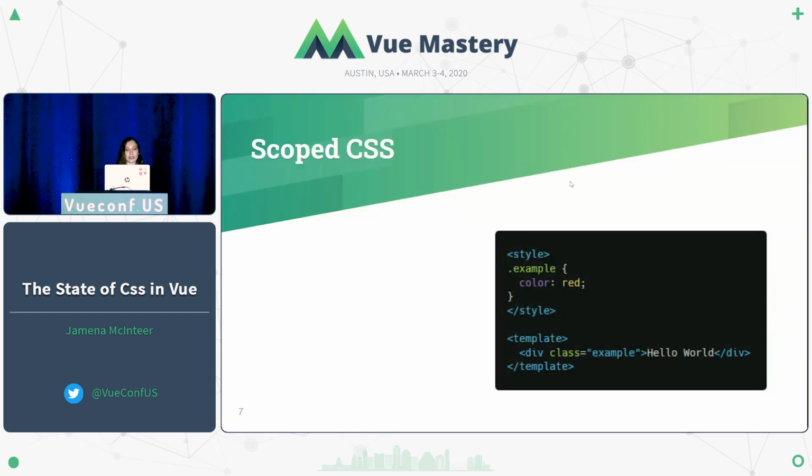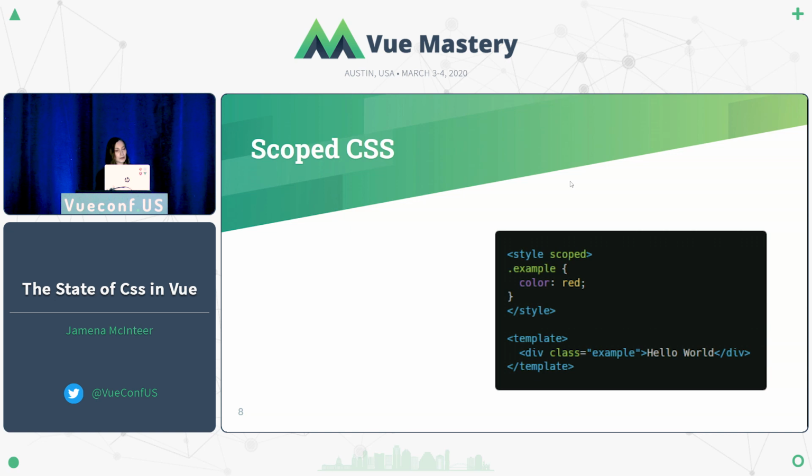Here I have an example of a small snippet of Vue showing the template section and the style section of a .vue file. So this would be a global style. So we have .example as the class, color red. Any element in your app that has the example class is now going to be color red. Hello world here is going to be red, as well as any other element with the example class. So this is an example of a global style.